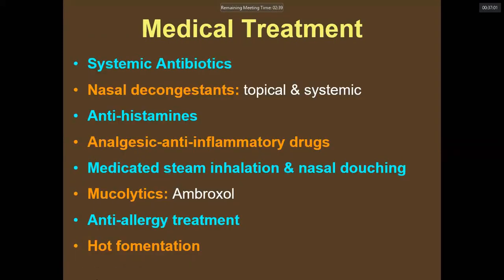Now the medical treatment, which you need to know. In chronic rhinosinusitis, up to 77% of patients can improve with medical treatment alone, and those who do not respond should undergo surgical treatment. We give systemic antibiotics. Nasal decongestants, which can be topical or systemic. Antihistamines, analgesics and anti-inflammatory drugs, because there is headache and sometimes a lot of tenderness. Similarly, nasal douching, steam inhalation, and mucolytics like ambroxol hydrochloride. If there is allergy, we also give allergic treatment, and hot fomentation.